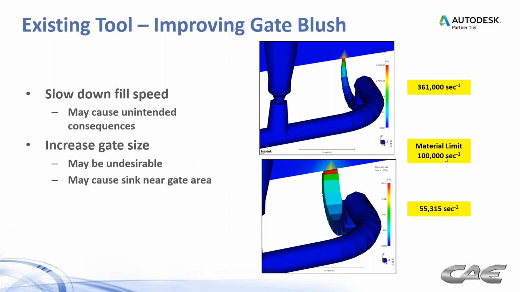In this case, we have a material limit of 100,000 reciprocal seconds. So this is a polypropylene. And with this tiny little gate that they wanted to use, 361,000. So we're exceeding that by quite a bit, and very likely we're going to see some type of a blemish in that area. And then, just by going to a rectangular style cashew gate here with a thicker cross section, we're able to reduce that to nearly half of that number. So that's just a quick example of how we do things in Moldflow.